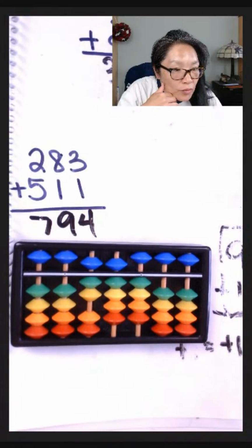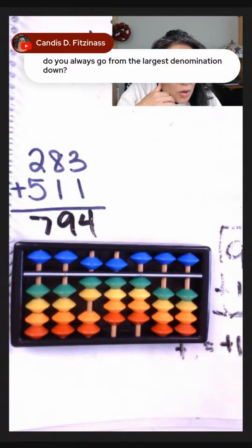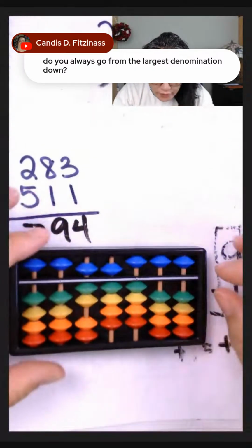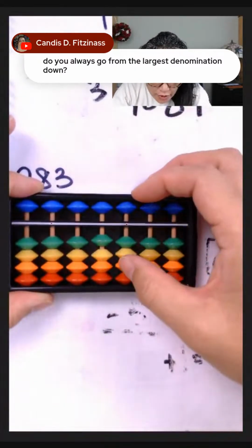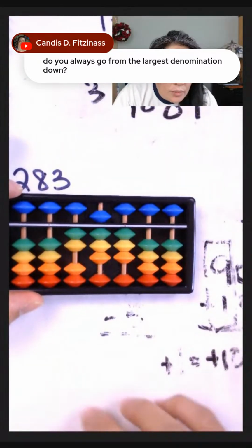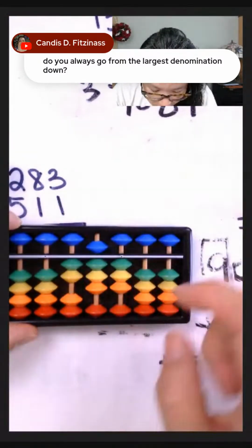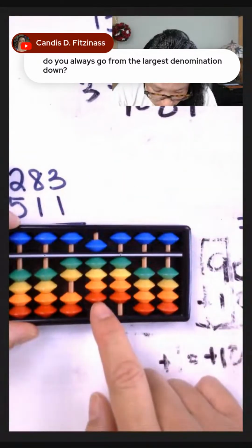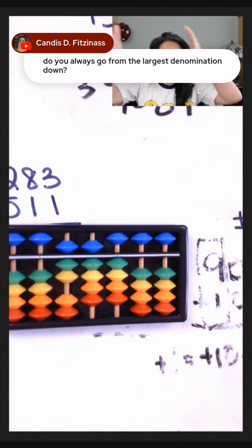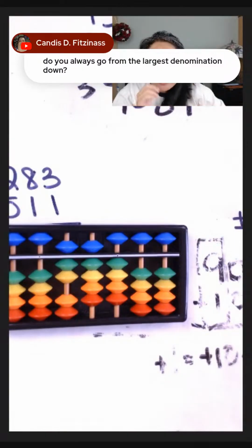Do you always go from largest denomination down? No, you can go the other way if you really wanted to. You could go 3, 8, 2. You could do that too. Not a problem. And then you could add the 1, add the other 1, and add the 5. You just need to know what place value you are on the abacus.